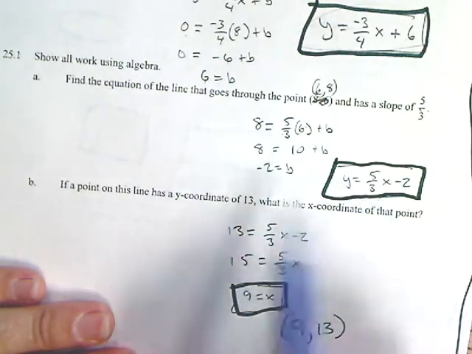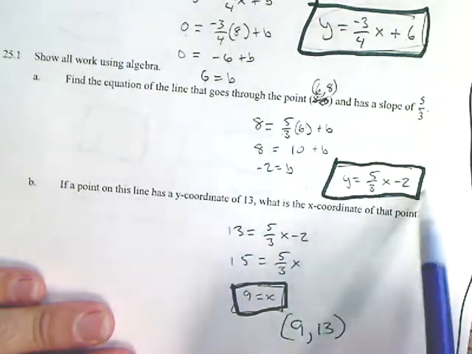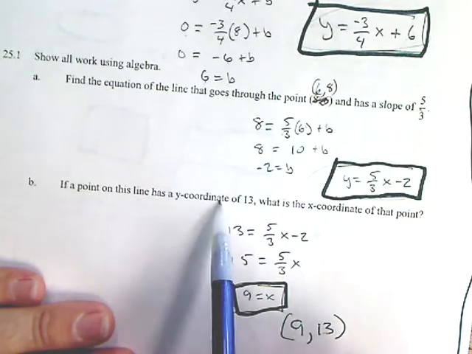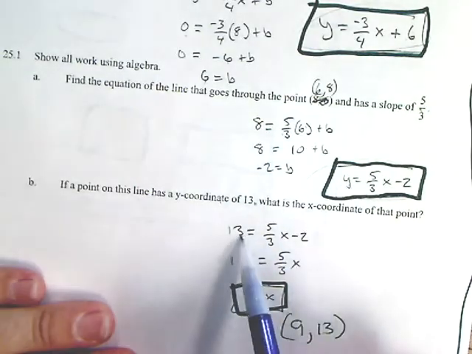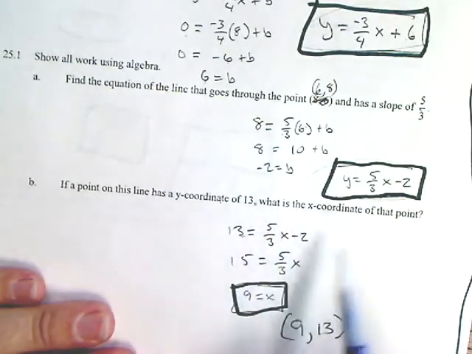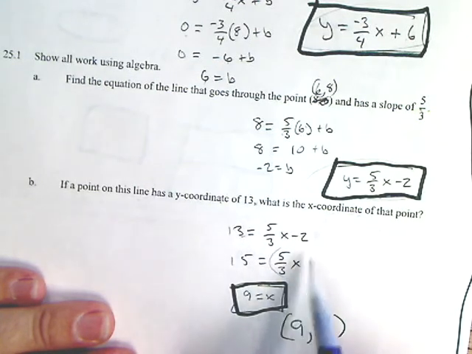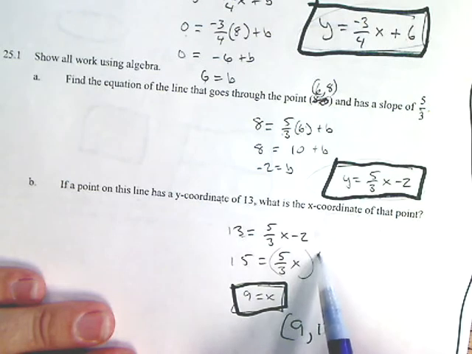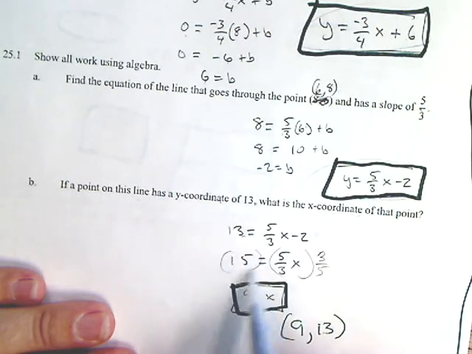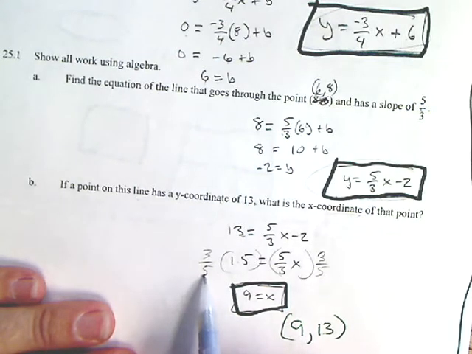So there's my equation. If a point lies on this line, has a y-coordinate of 13, so the y is 13. What is the x-coordinate? I just solve for the x. Add 2 to both sides, multiply by the reciprocal, 3 over 5, 3 over 5. 15 divided by 5 is 3, times 3 is 9.